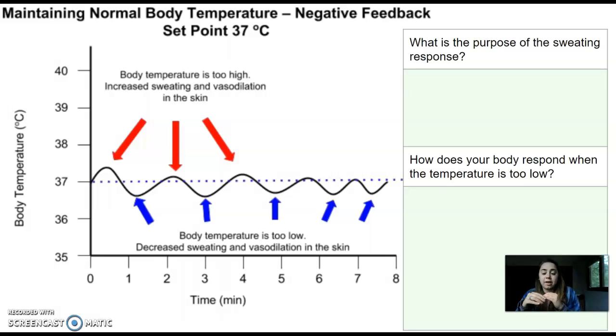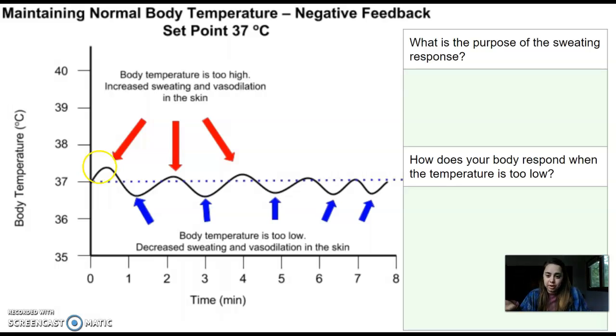So now I've gone past the equilibrium because I'm sweating. So I'm going to stop sweating and I'm going to stop vasodilation in the skin. My skin's going to return to the normal color and my body temperature is going to rise again. If it goes past the 37, I restart the cycle and my body temperature is high and I start sweating again.